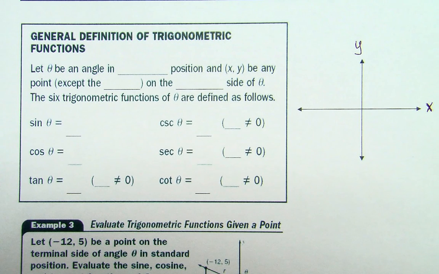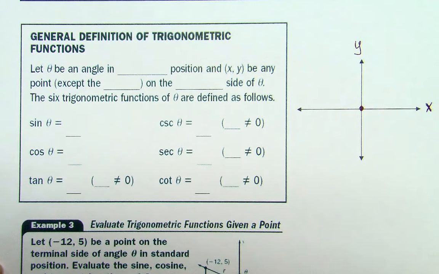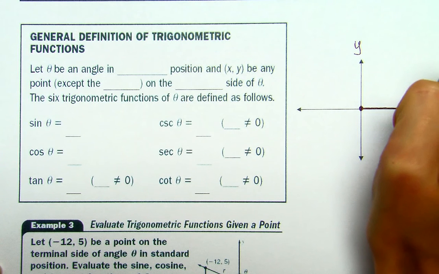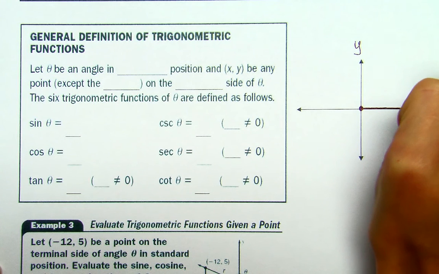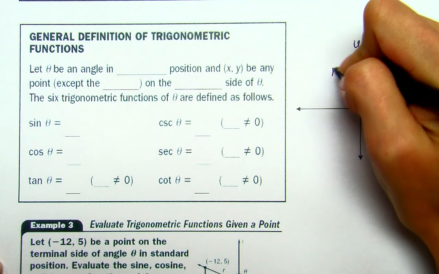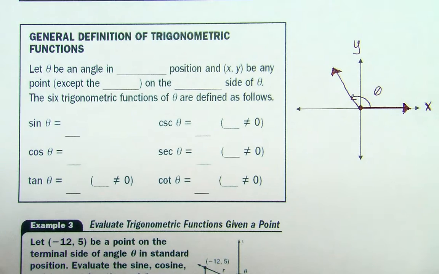Remembering back with our angles in standard position, we know that angles in standard position start with your vertex at your origin. We also know that we start with our initial side on our positive x-axis. So I'm going to start that off here. We also know that we have what's called a terminal side, the one that rotates around our coordinate plane. And we're going to represent this angle by using theta.